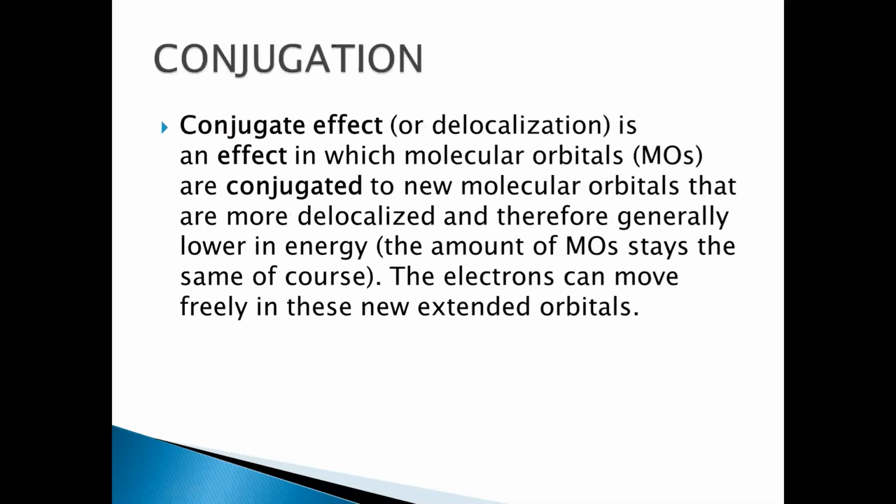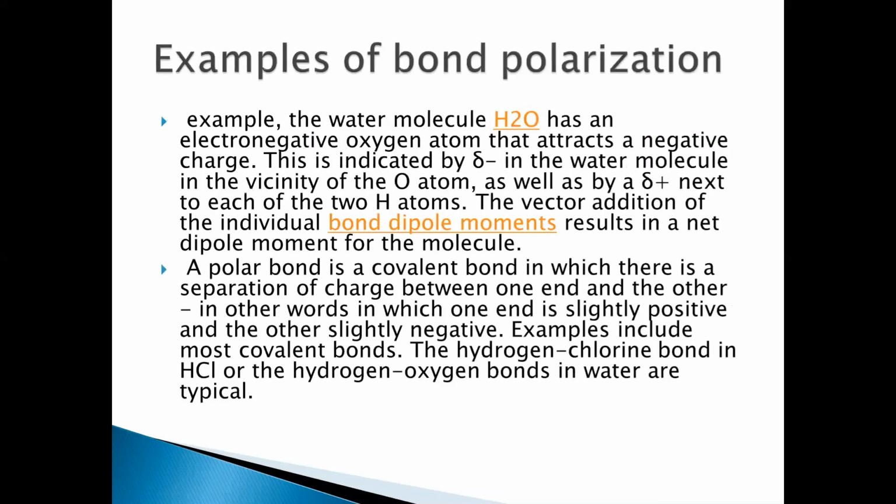Next, the mesomeric effect and resonance result from conjugation. What is conjugation? It is called delocalization, an effect in which molecular orbitals are conjugated to a new molecular orbital. That means the electrons can move freely in these two extended orbitals. That is called conjugation.